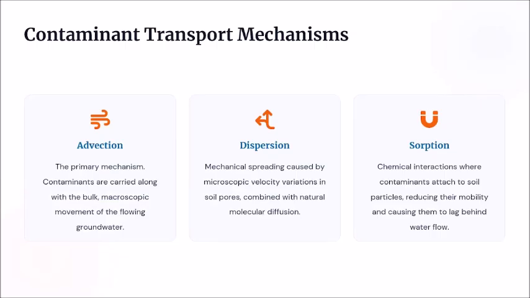Once a contaminant enters the water table, it spreads via 3 main mechanisms. First is advection. This is the bulk movement of the contaminant simply being carried along with the flowing groundwater. Second is dispersion. This is the mechanical spreading of the plume caused by water taking different microscopic paths through soil pores. Third is sorption. This is a chemical interaction where contaminant particles physically stick to the soil matrix, slowing them down relative to the water flow.